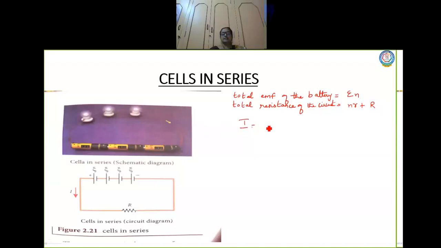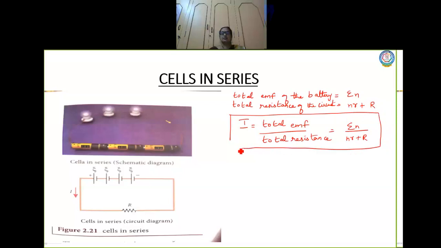So current I is equal to V by R. Let me write, current I is equal to total EMF by total resistance. So this will be psi into n by n into small r plus capital R. So this is the equation for the total current in a circuit which is connected to n number of cells. Now we are going to discuss two very important cases, children.